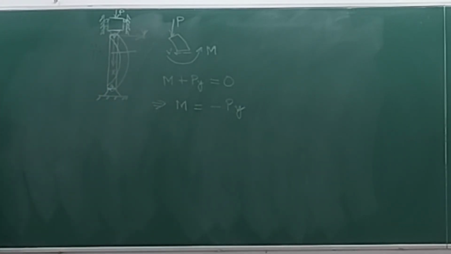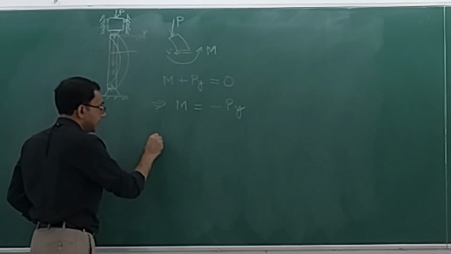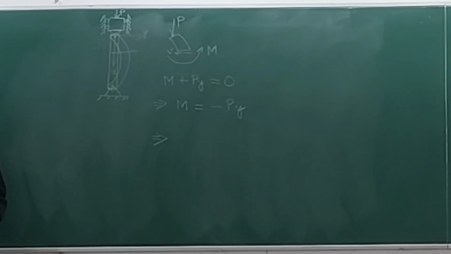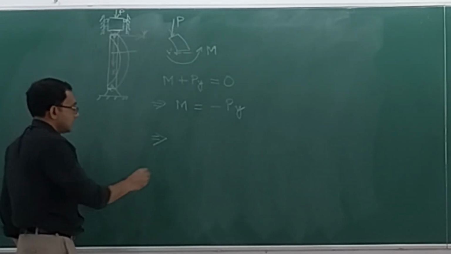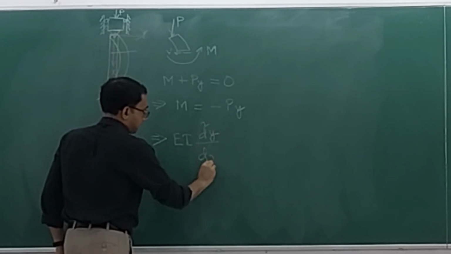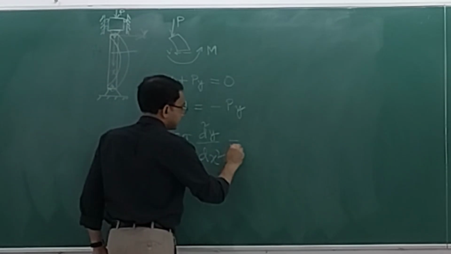Now the way that we'll approach these problems is to write the deflection equation only. We will consider it in terms of the deflection. You will see in a moment what is the benefit of doing it like this. What is M in terms of deflection? EI d square y dx square. This is equal to minus Py.